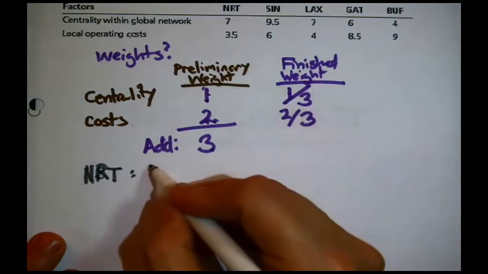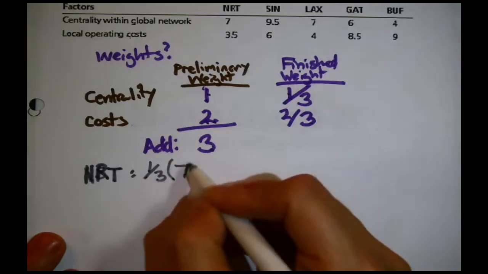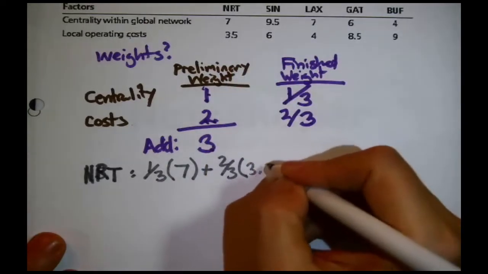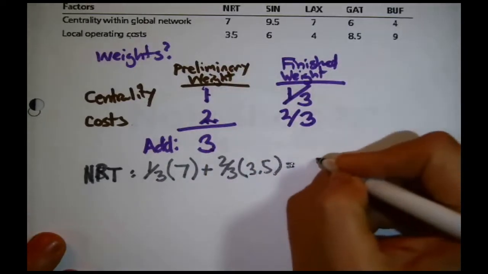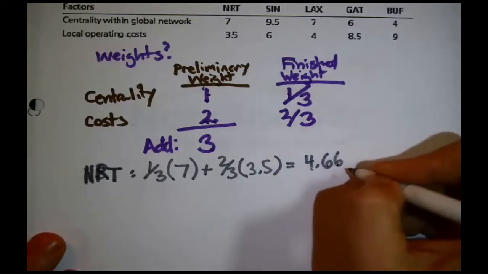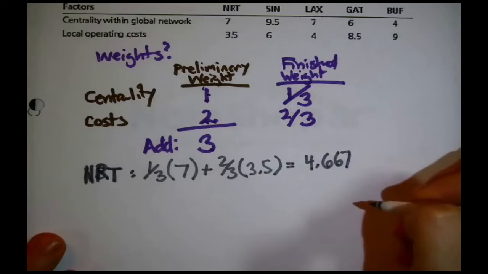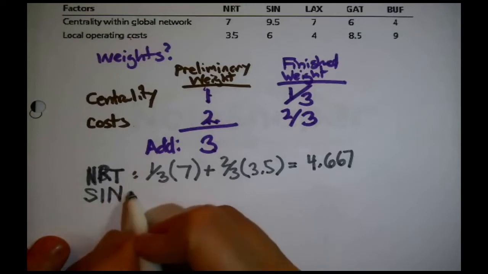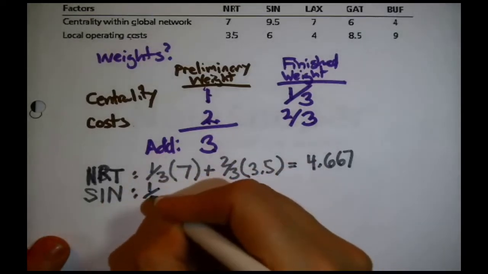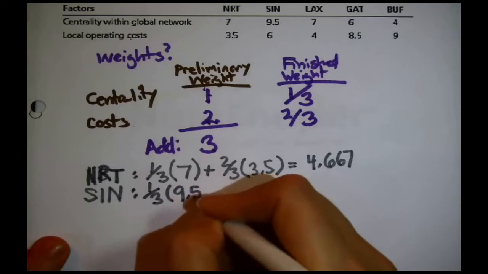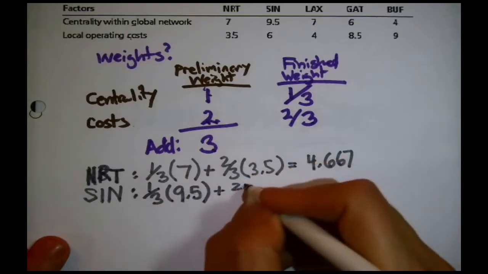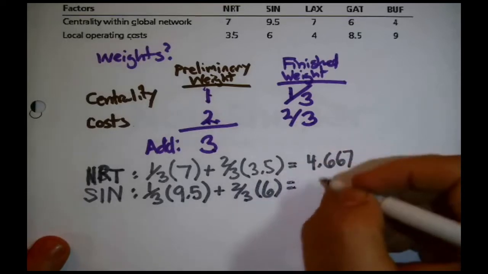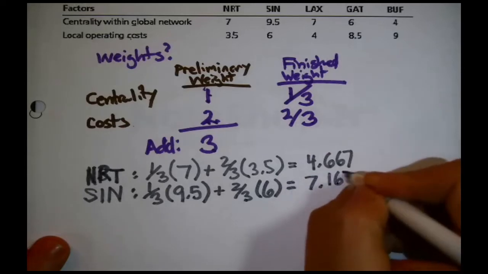So what we say is, well, it gets 1/3 credit for the centrality, plus it gets 2/3 credit, loosely speaking, for the low cost, 3.5. So its finished score, according to this preference scheme, is 4.667. Okay, well then, what about the second airport, Singapore's Changi Airport? It's 1/3 times its score, 9.5 for centrality, plus 2/3 times its score for local operating costs, that's 6, for a finished score of 7.167.